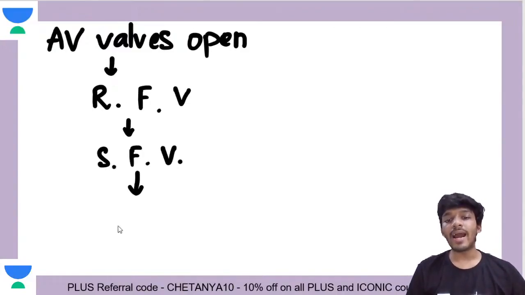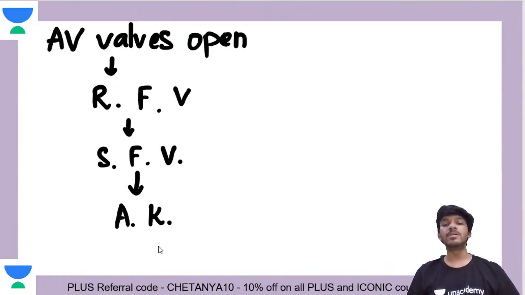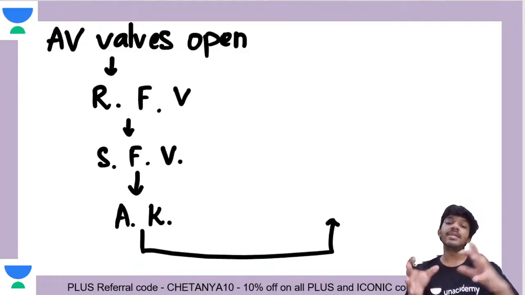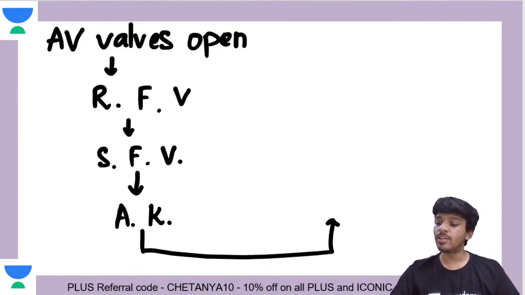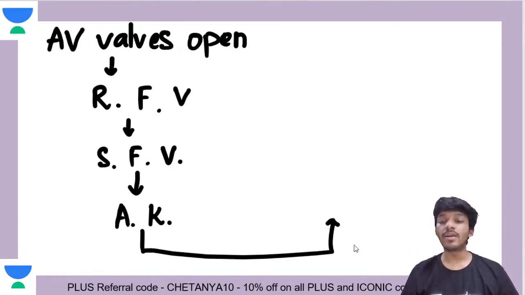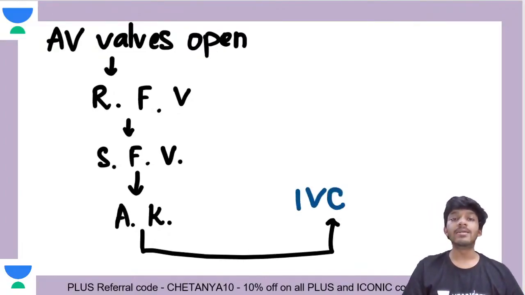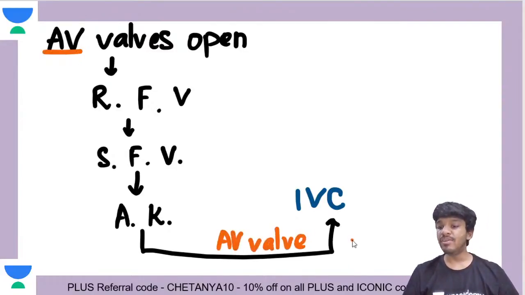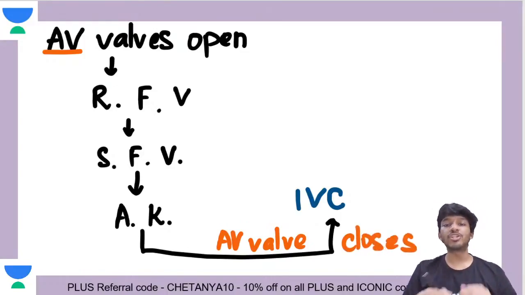Then the atria will contract. You will get the atrial kick, 20% of the blood. After this, what happens? The next step, the ventricles now want to contract because they have collected all the blood. So now they will undergo isovolumetric contraction. But before they contract, these AV valves, which were initially open, have to close. So AV valve closes, right?